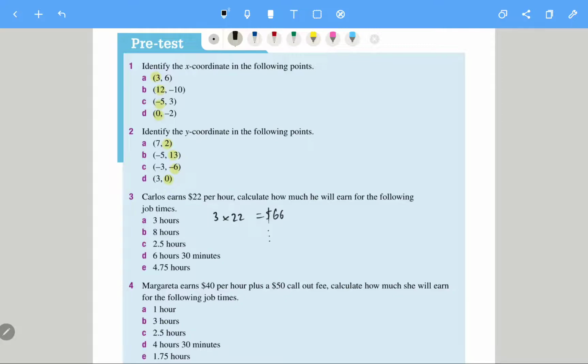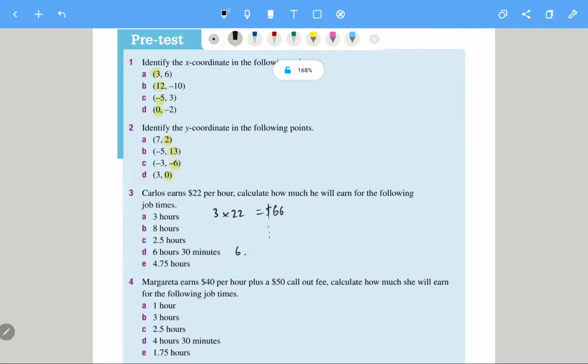Interesting ones are the ones near the bottom. 2.5 hours doesn't make any difference. It's still 2.5 times 22. But 6 hours and 30 minutes, well, that is the same as 6.5 times 22. Alrighty. And 4.75 doesn't matter, it's a 0.75. Just means 3/4 of an hour. Which is 45 minutes, but it does not matter for this question. You can just do 4.75 times 22.